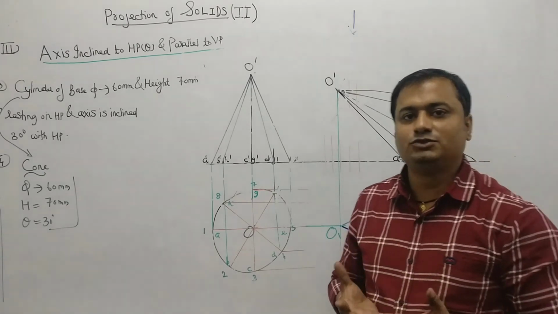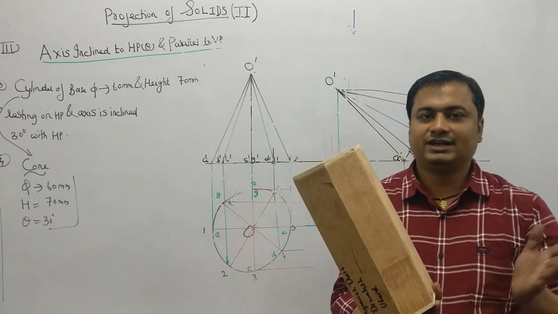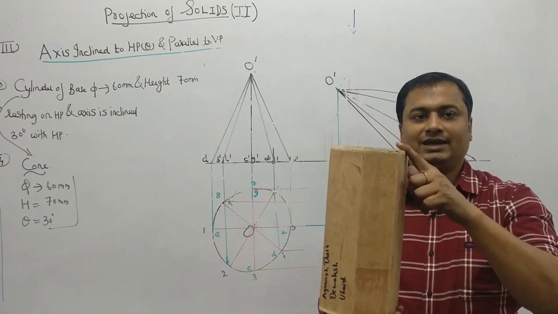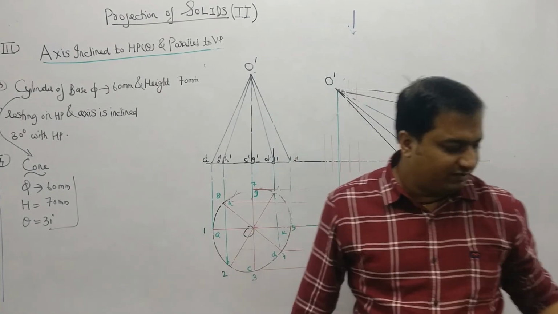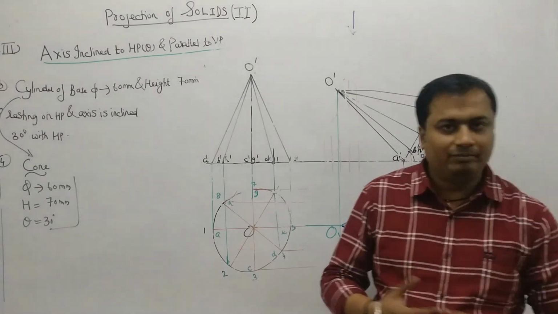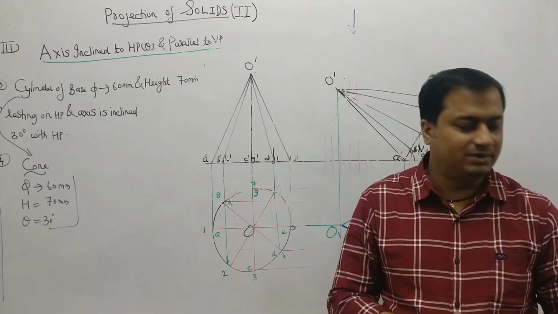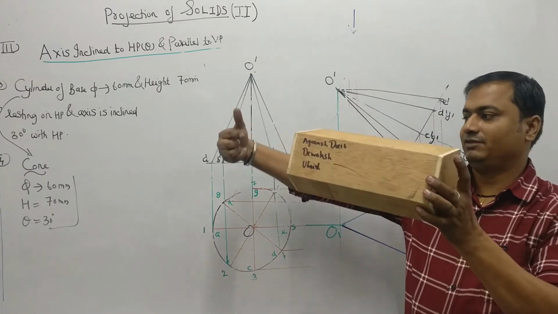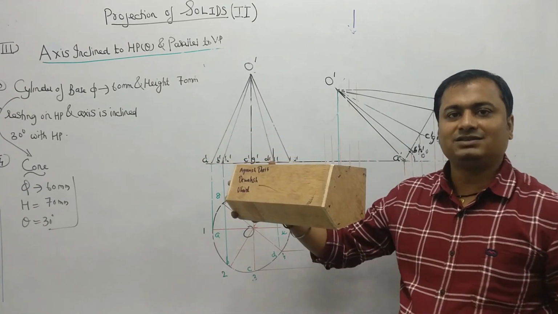So what we have assumed is, when the axis is inclined with the HP, we first make the solid standing, then in the next stage we make it inclined. So this is the third case. Now if I reverse it, if I say the axis is inclined with the VP and parallel to the HP, and I make the solid inclined with the VP like this, now it is inclined with the VP and parallel to the HP. So what is going to change?